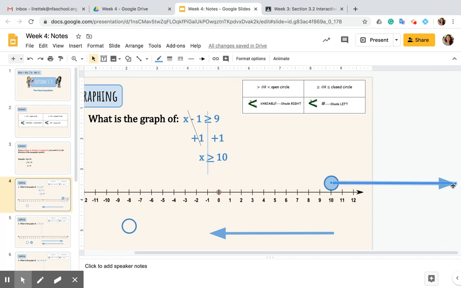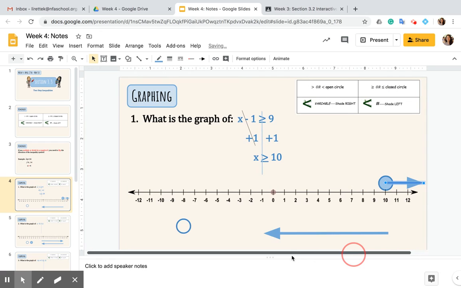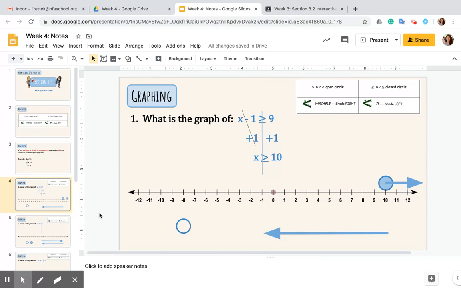Can't quite see it because it's really long. Maybe I'll make it a little shorter. There we go. Now we can see all of it. There's my final answer.